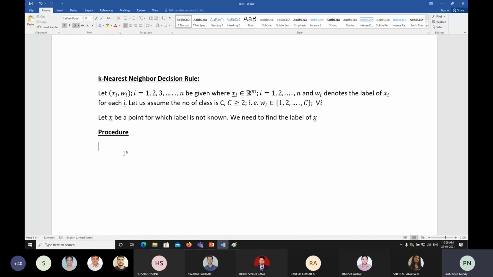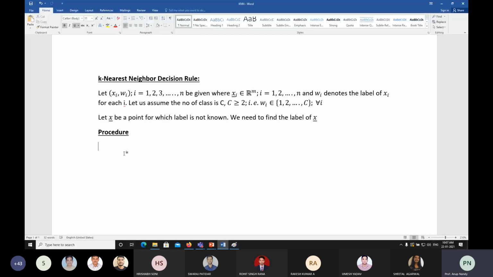Now let us assume the number of classes is given. Let the number of classes be C, where C must be greater than or equal to 2. So wi takes values W1, W2, up to WC for all i. This means x1 comes from W1, then x2 from W2, then x3, and xc, and so on.